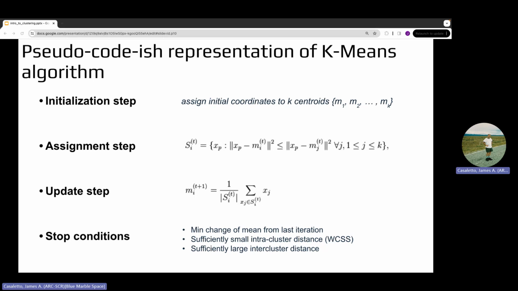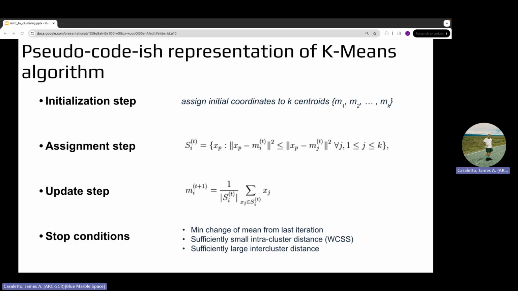The second step is called the assignment step, where the ith set S_i is constructed of all those data points x_p, such that the distance ||x_p − m_i|| is less than the distance ||x_p − m_j|| for all the j among the centroids.